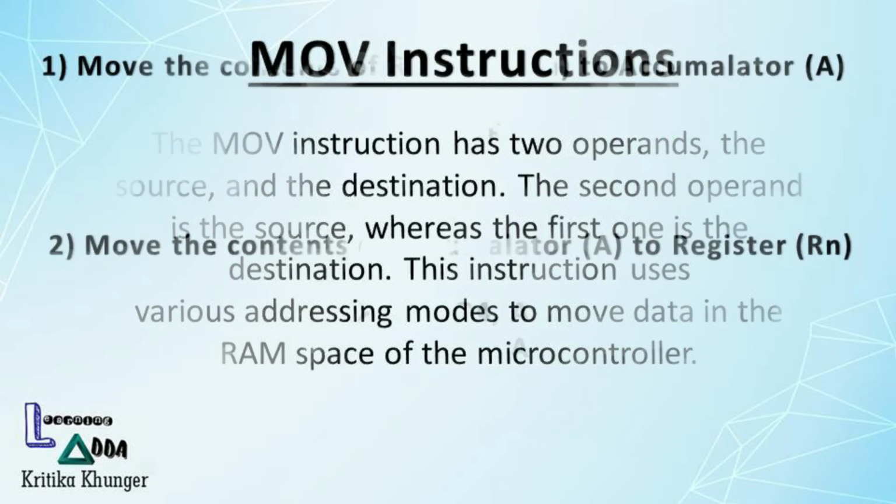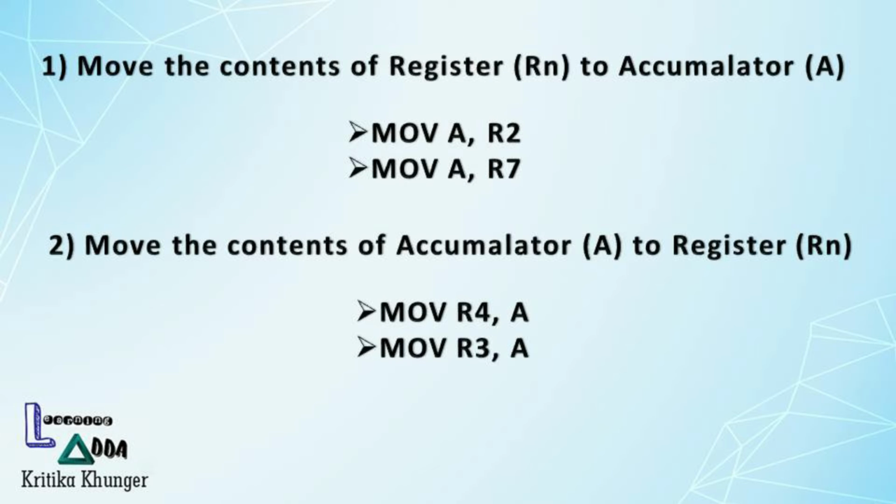Now, the first move instruction is move the content of register Rn to accumulator. Here we have used Rn, where n is 0 to 7. In 4 register banks, 0, 1, 2, 3, we have 8 registers in each register bank, and all the 8 registers are 0 to 7. So, in the first instruction, we are using the register R2 of the register bank. So we are moving the content of R2 register to accumulator A. The first instruction is move A, R2, and the second instruction is move A, R7. Here we are moving the content of R2 register and R7 register to accumulator.